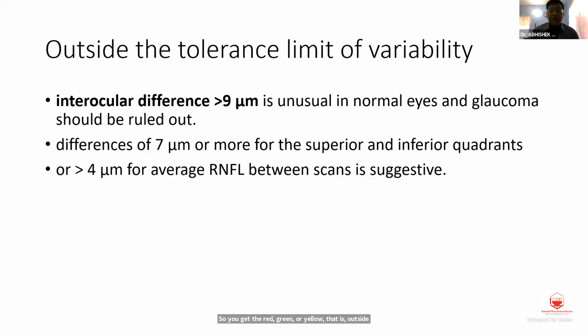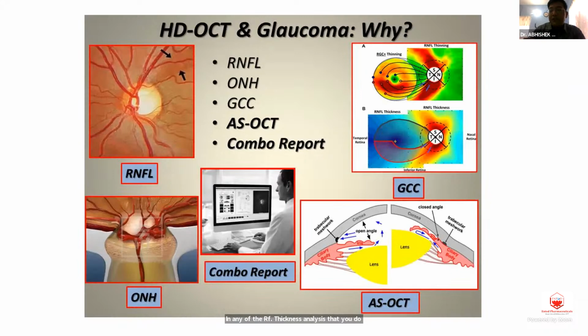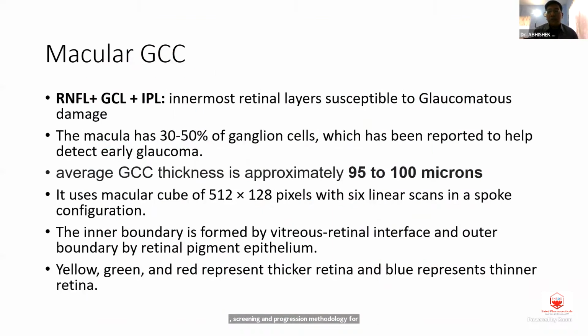Now, one thing that came up is that not only in one eye; even if the difference between the two eyes, the interocular difference, is more than 9 microns, that is suggestive of glaucoma in any RNFL thickness analysis that you do. As I said, OCT became an obvious choice because it takes care of almost the entire thing, from the anterior segment to CCT to the optic nerve. Especially in COVID times, it provided a very good non-invasive, non-touch screening and progression methodology for glaucoma. One thing that we usually do not do, since we tend to interpret only the RNFL and the optic nerve when analyzing a glaucoma patient, is the macular ganglion cell complex.